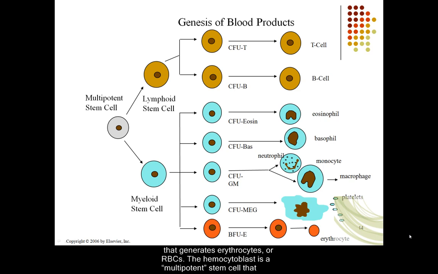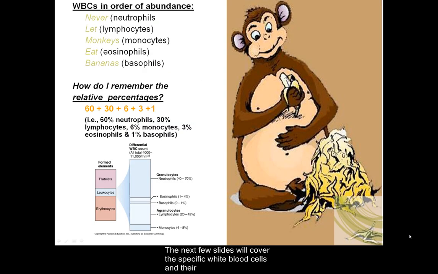The hemocytoblast is multipotent. That is, it is determined but not differentiated. The hemocytoblast can replicate and divide to create many daughter cells. These daughter cells can choose a path and become differentiated into specific types of blood cells. The next few slides will cover the specific white blood cells and their characteristics.